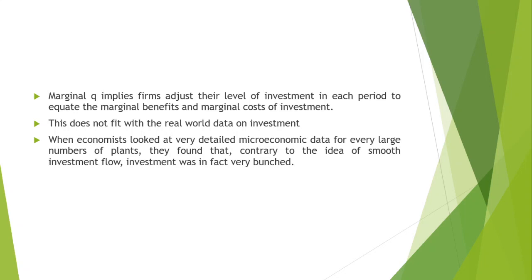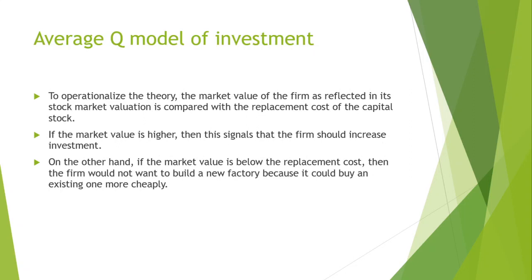So when economists started experimenting with empirical data for a large number of plants, they understood that instead of having a smooth investment flow, investment is happening in bunches. So there is some problem related to the marginal Q ratio. So we have another Tobin's Q ratio, which is called the average Q model of investment. To operationalize the theory, the market value of the firm as reflected in its stock market valuation is compared with the replacement cost of capital stock.